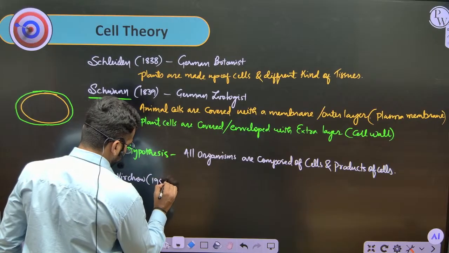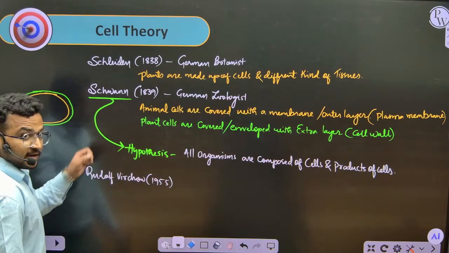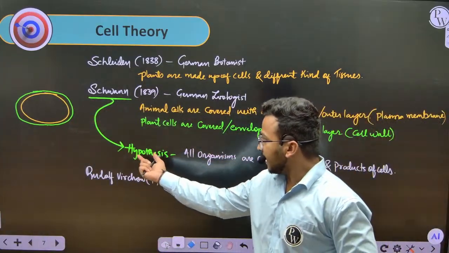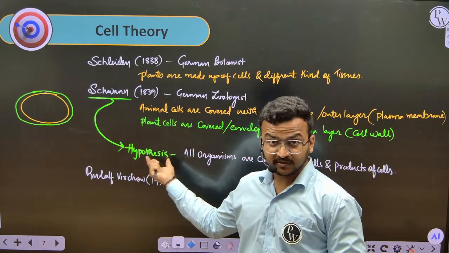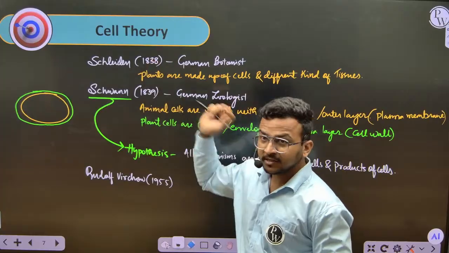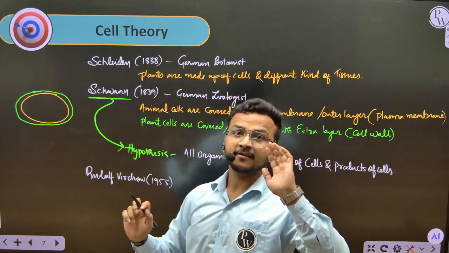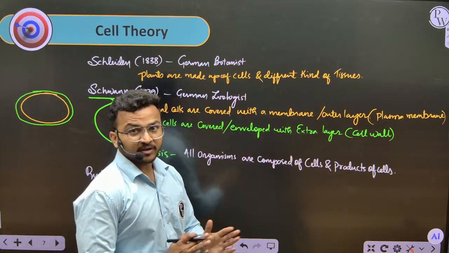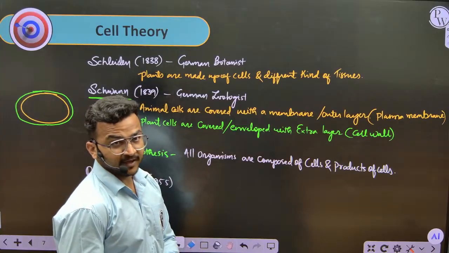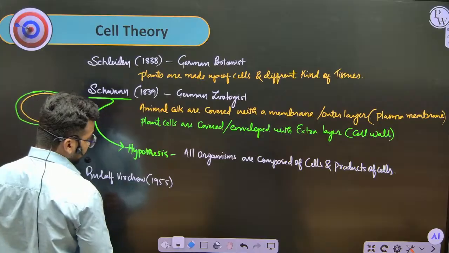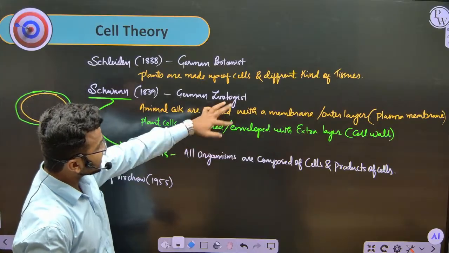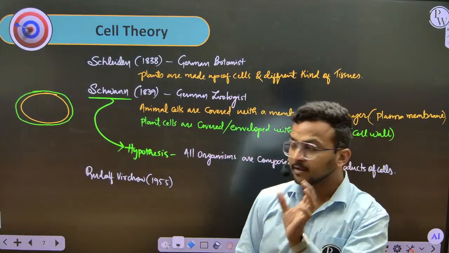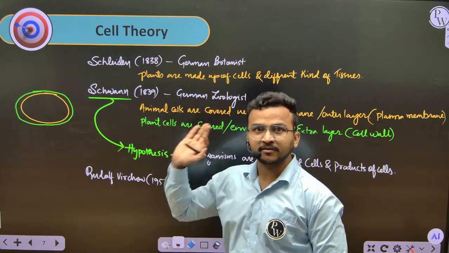In the year of 1955, another scientist came to add a statement to this theory. It was still a hypothesis, and it had to be converted into a proper theory, in the sense that it has experimental and practical proofs to say that this statement applies. So Rudolf Virchow, in the year of 1955, modified these statements and gave the modern cell theory. The modern cell theory is different, and the statements are different here.